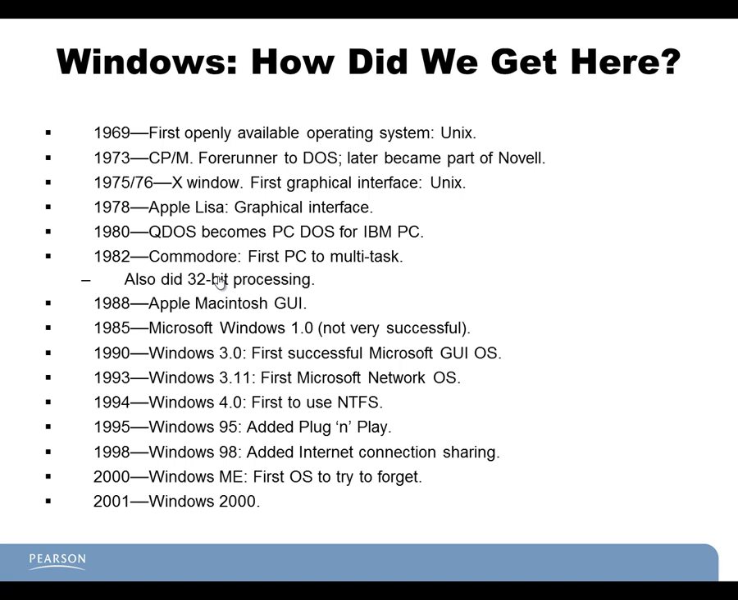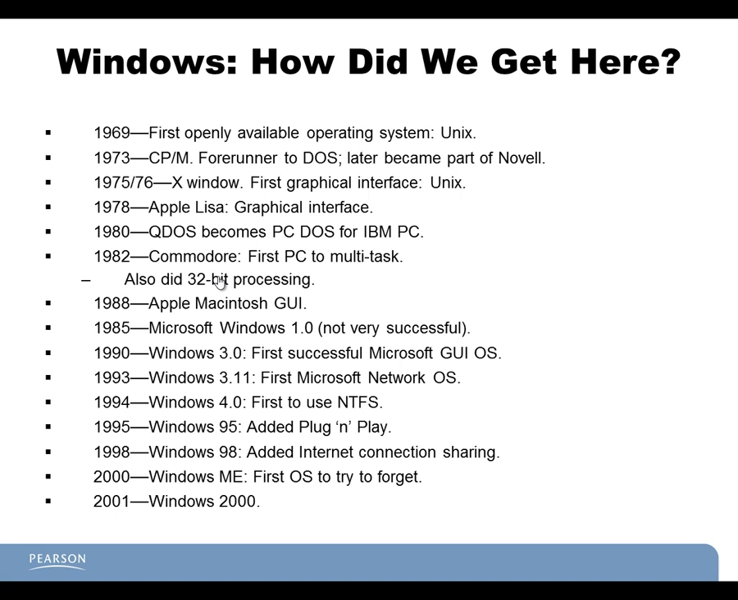CP/M is the reason that DOS and even a command prompt in Windows has that very familiar C:\ look to it. CP/M was the system that started that. CP/M later became part of Novell. In 1975 and 76, X Windows came around, and that was really the first graphical interface, and that was on Unix systems. In 78, Apple made their first computer that was graphical with what's called the Lisa. Lisa was the first graphical interface there.